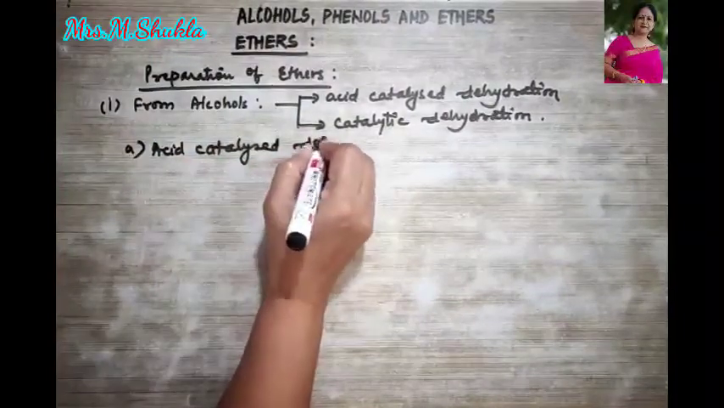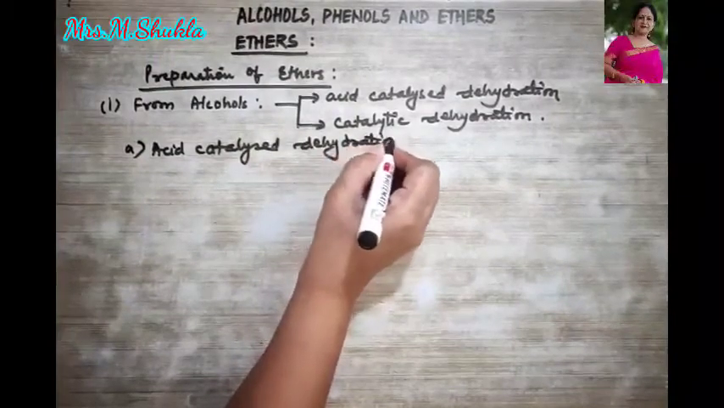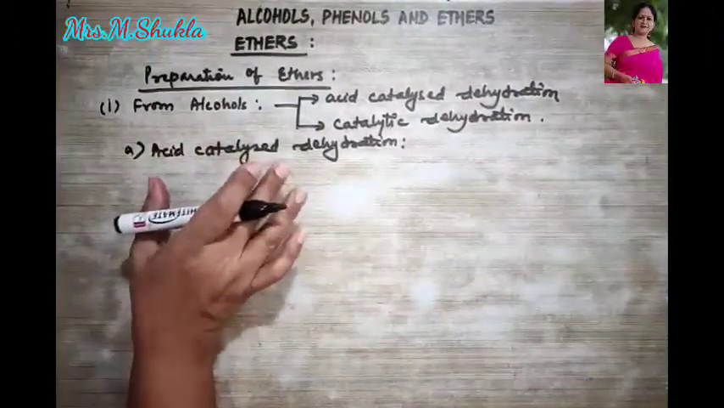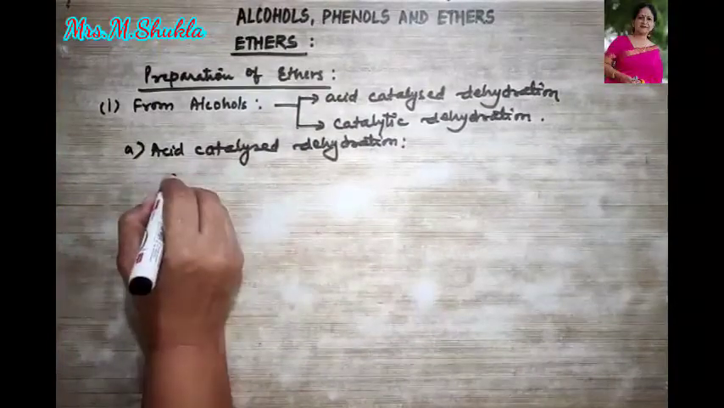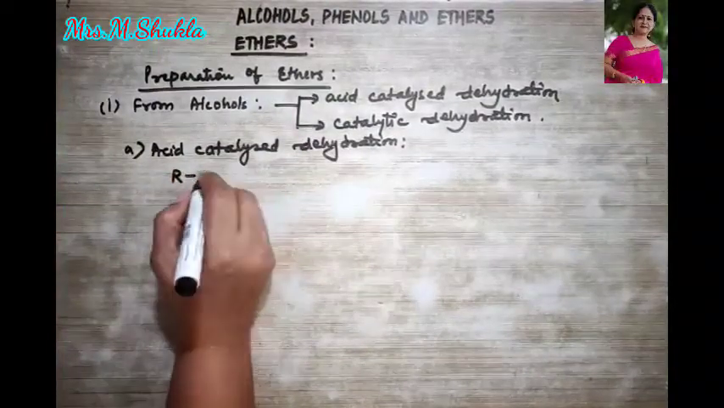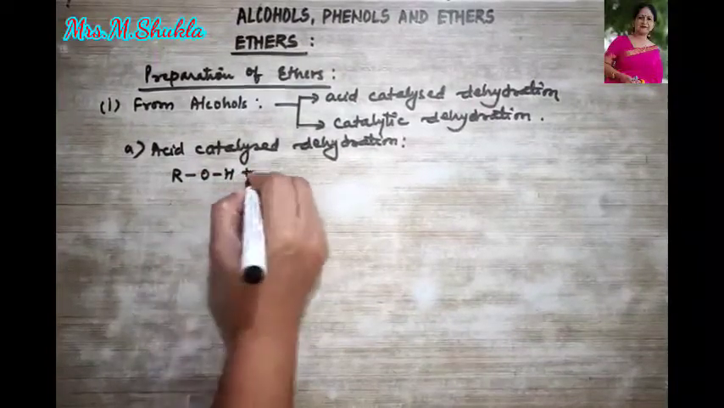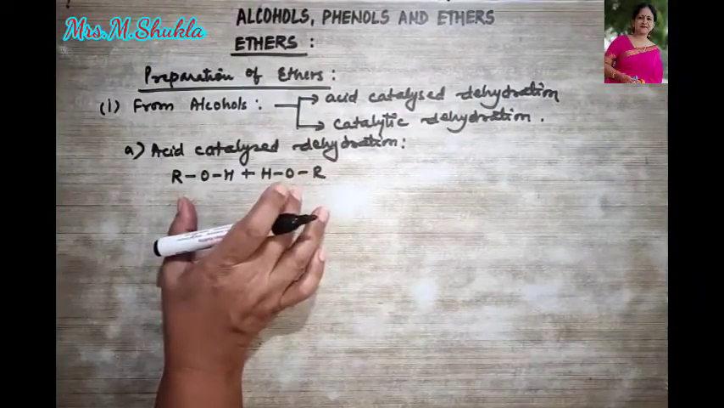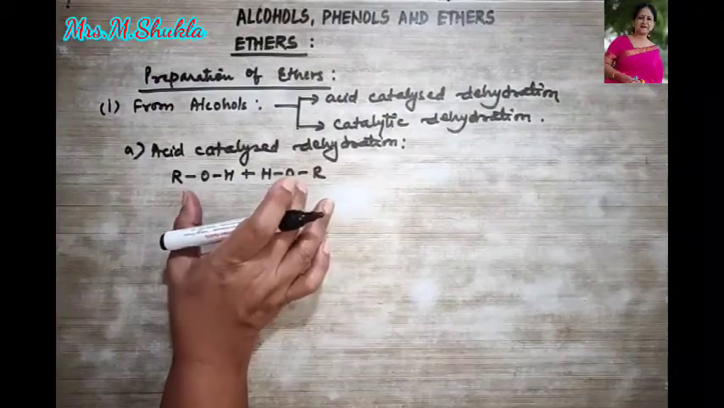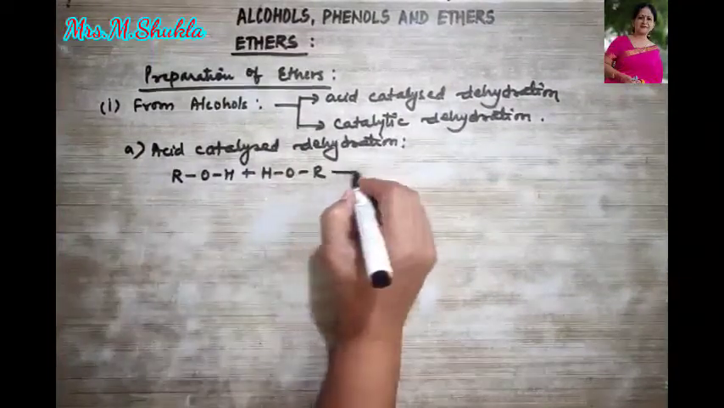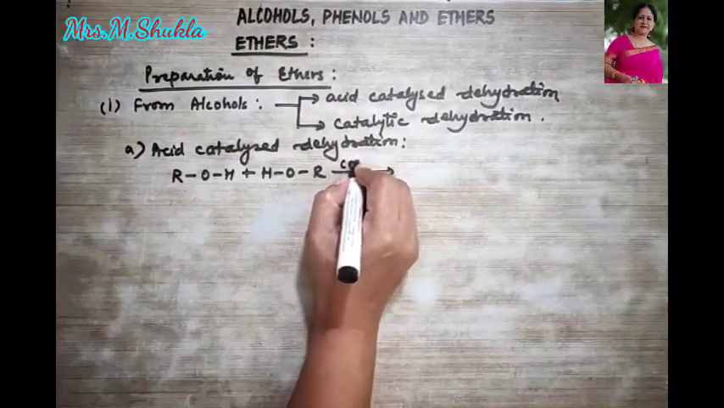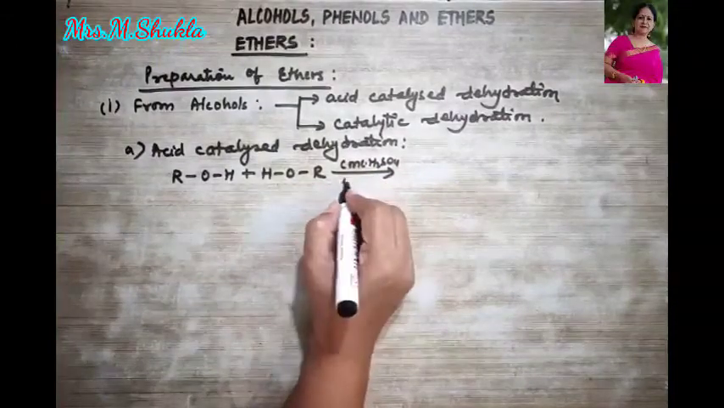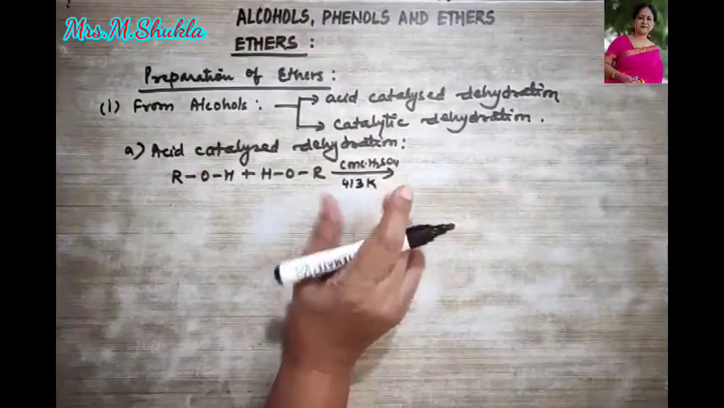Over here we are going to use 2 moles of alcohol, or in other words, we are using excess of alcohol. So let's take the general reaction: ROH plus HOR. I am taking 2 moles of alcohol, or excess of alcohol. Then it is acid catalyzed, so I have to use an acid over here, that is concentrated H2SO4. Clear? And this reaction takes place at 413 Kelvin.